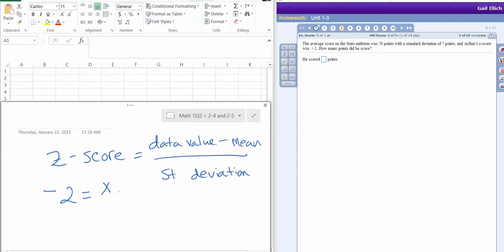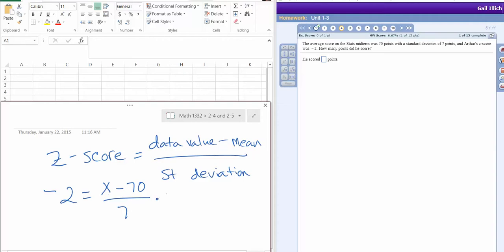We know that the average score, which is the mean, was 70, so I'll put 70 in for mean. And we know the standard deviation is given in this problem to be 7. So we have the z-score is -2, the data value is unknown, the mean is 70, and the standard deviation is 7. In order to solve this problem, we need to solve for x.